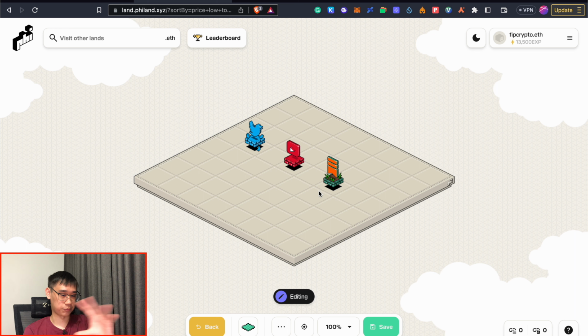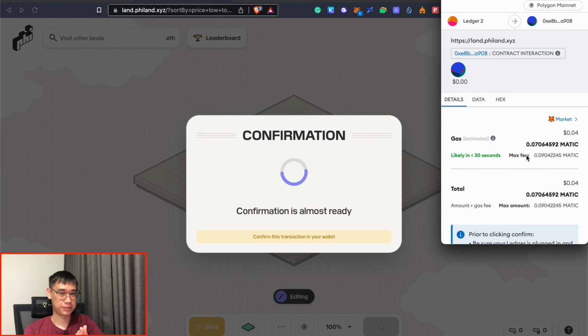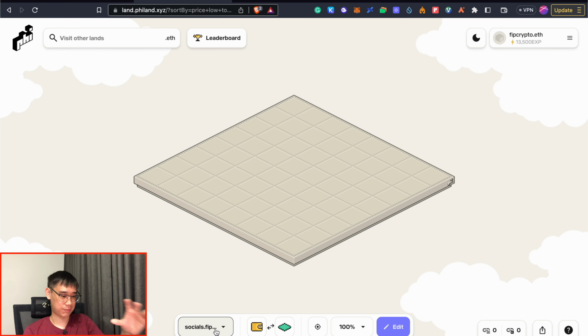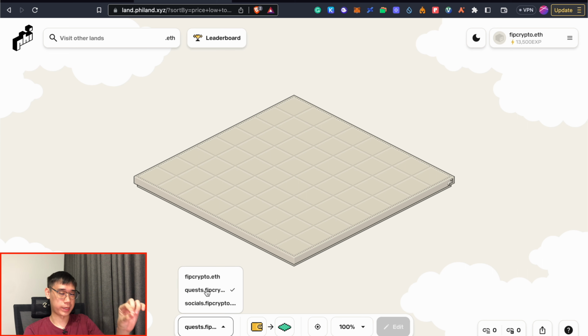Once you're done with all of this editing, you can click on the save button, and this will also cost you some gas fees to confirm this transaction and confirm the design of your land for this particular domain. If you have other subdomains as well, you can click on this button and go to all of these different lands. So I created this land on my quest subdomains.